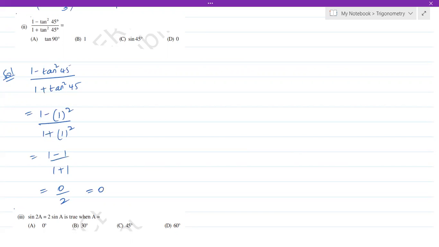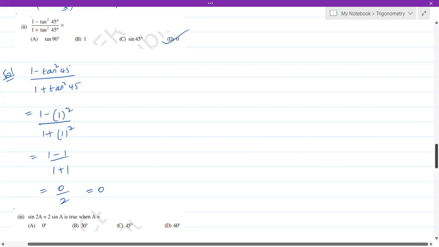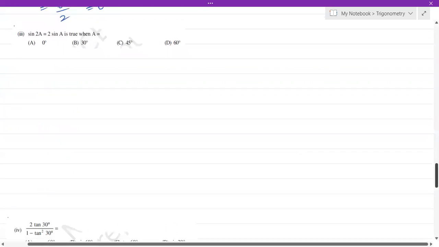Now what is tan 90 value? Tan 90 value is infinity, not defined. And option B is 1. That is also wrong. Sin 45 is 1 by root 2. That is also wrong. So which is the correct option? Option D. Therefore, option D is the correct answer. A very easy question.